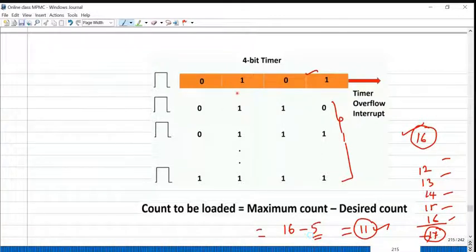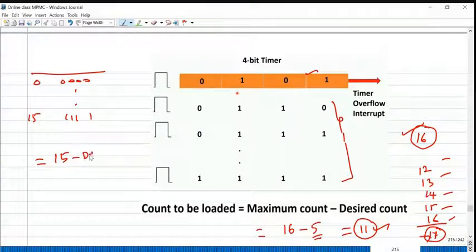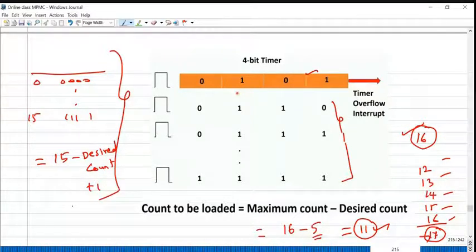Okay. So if you assume maximum count in terms of clock pulses, a 4-bit timer can count a maximum of 16 clock pulses. So 16 minus desired count. Otherwise, if we follow the table like decimal 0 to 15, then this formula would become maximum count minus desired count plus 1.